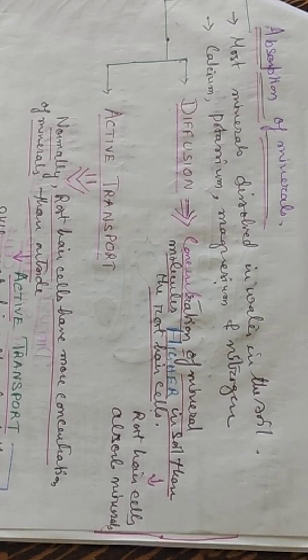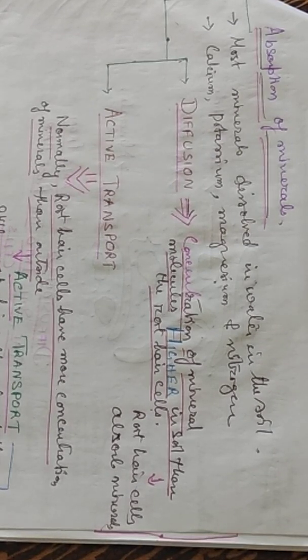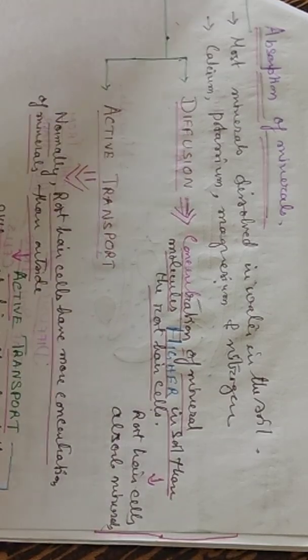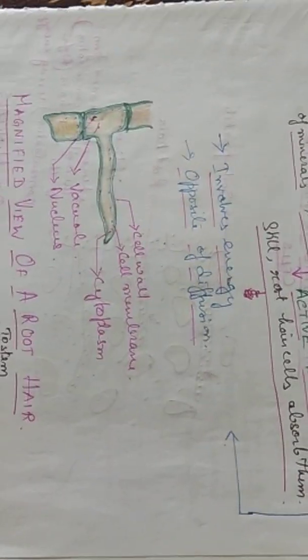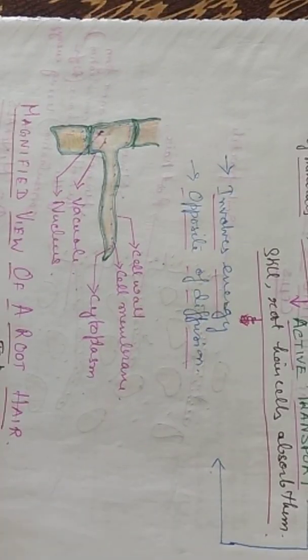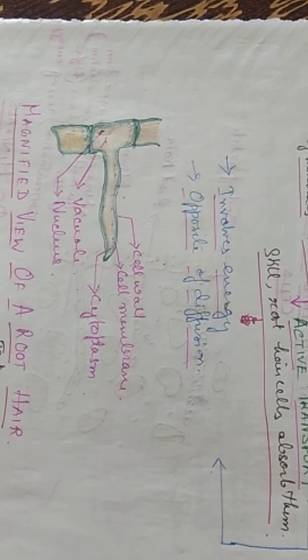As it is the opposite of diffusion, it requires more energy. It involves energy for this. It's easier for molecules to move from higher to lower. But in active transport, the molecules are moving from lower to higher. So it requires energy. Okay.